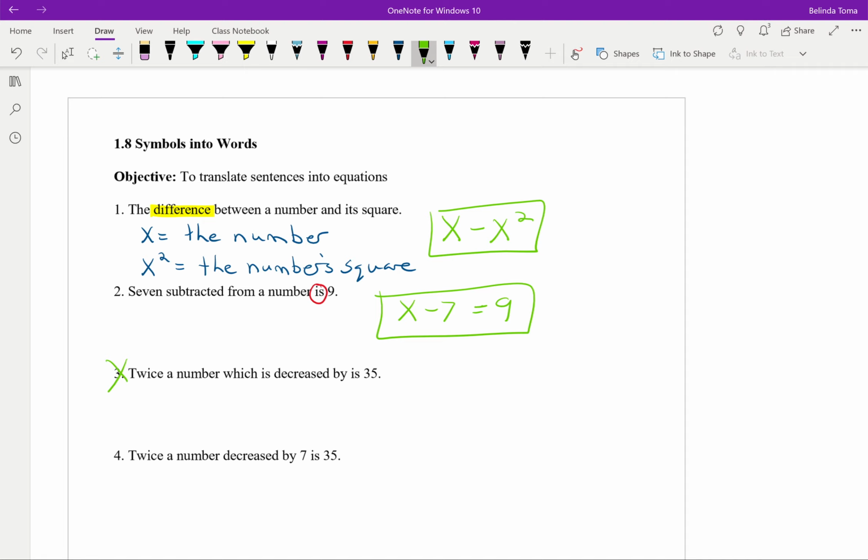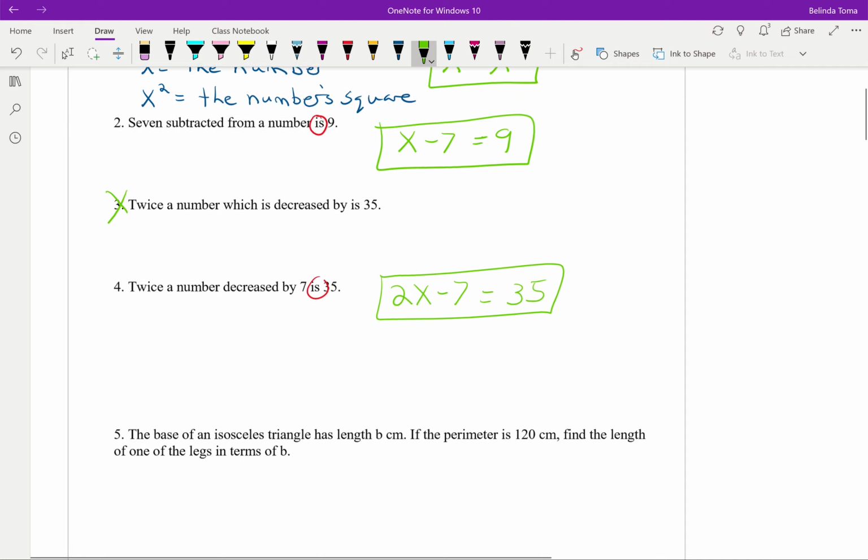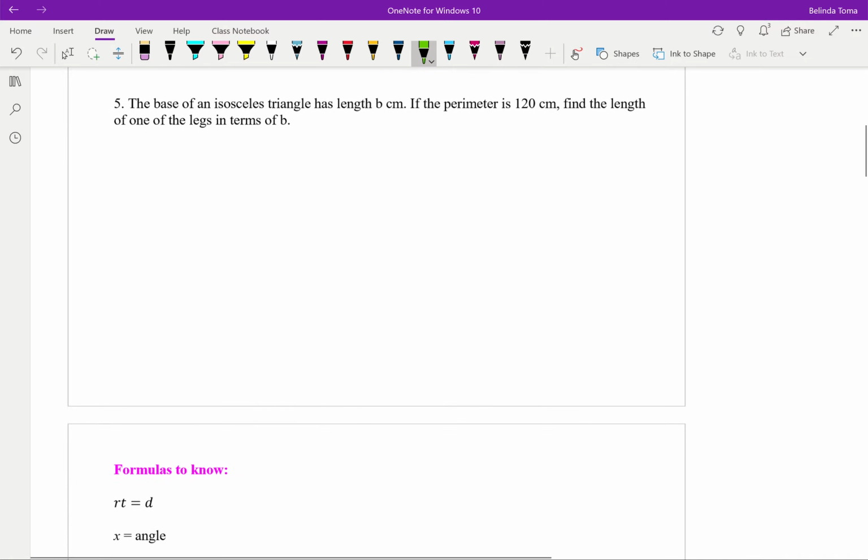And then for number 4, we have twice a number decreased by 7 is 35. So again, that's going to be our equal. So 7 decreased, twice a number decreased by 7 means 2x minus 7 is 35. All right, so let's take a look at our first word problem in number 5.